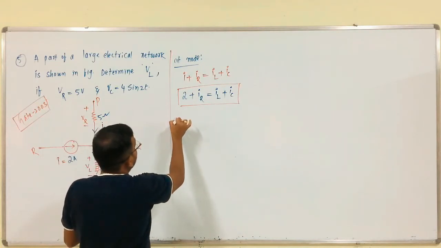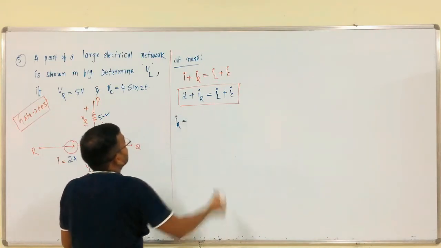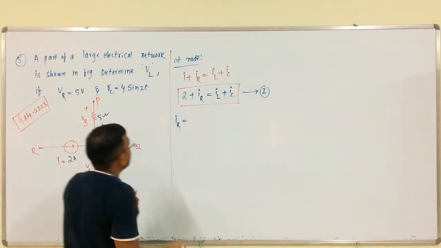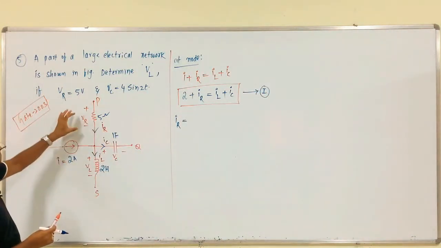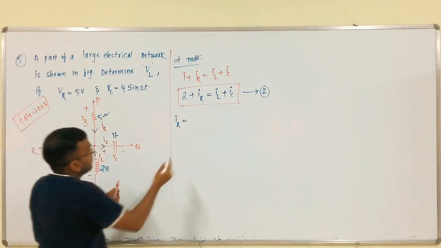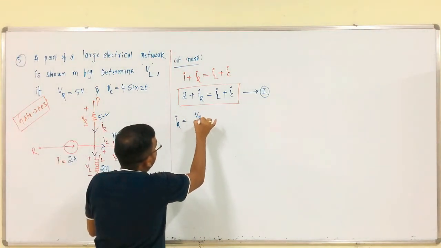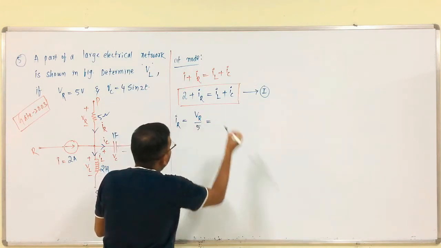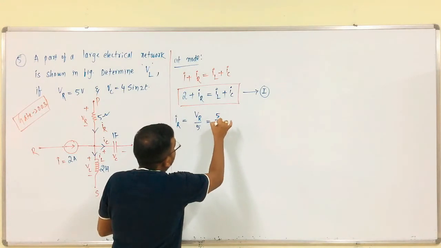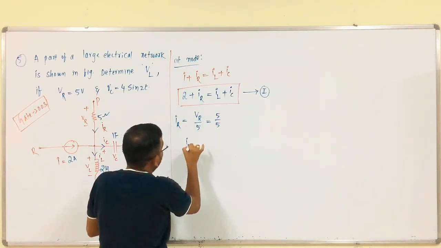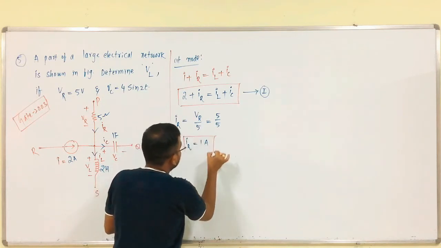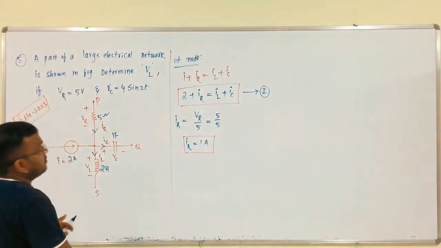So, from this, IR should be equal to what? This can be assumed as equation 1. Okay. IR equals VR by 5. We all know that VR equals what? Given as 5, that is 5 by 5. From this, IR is equal to 1 ampere, clear.